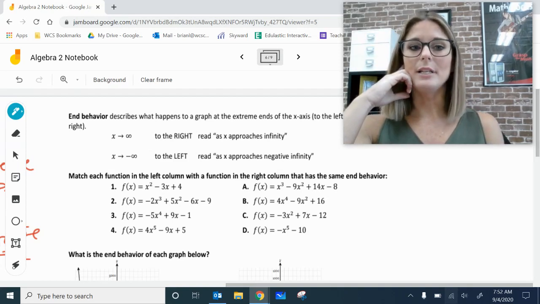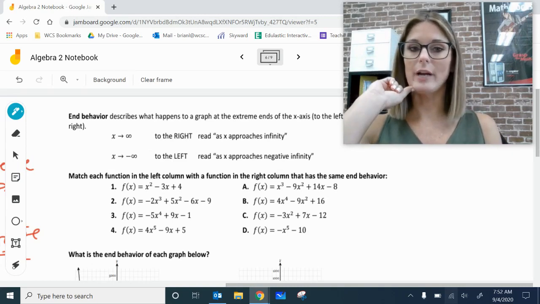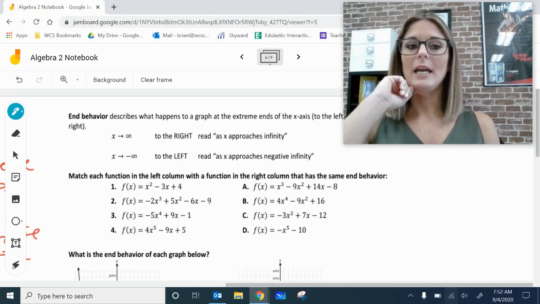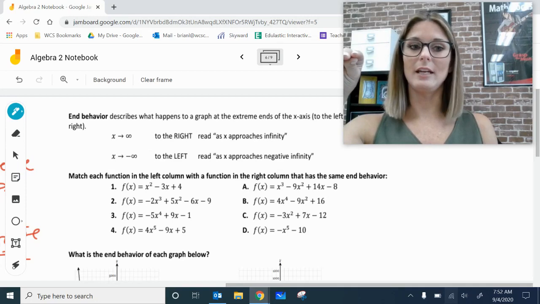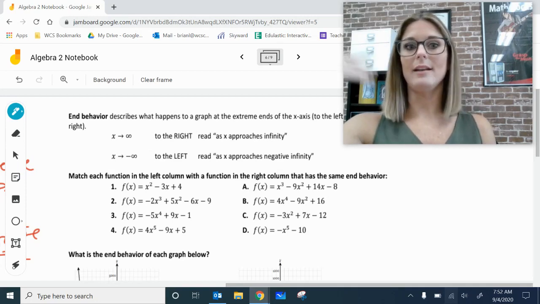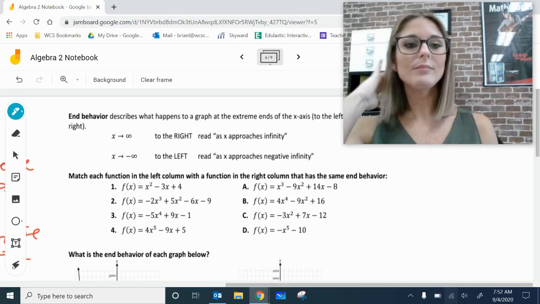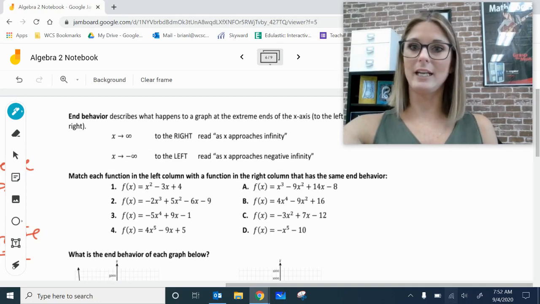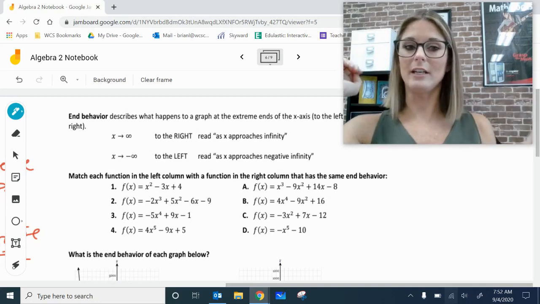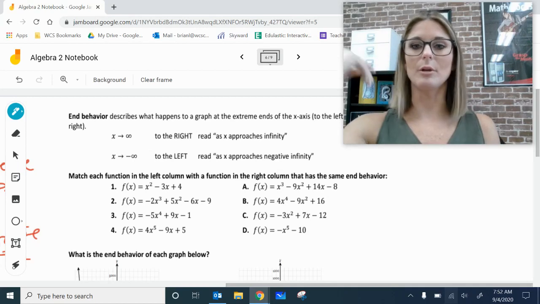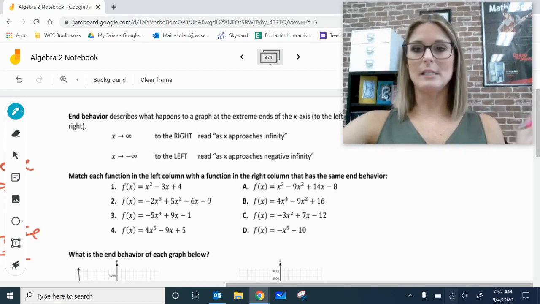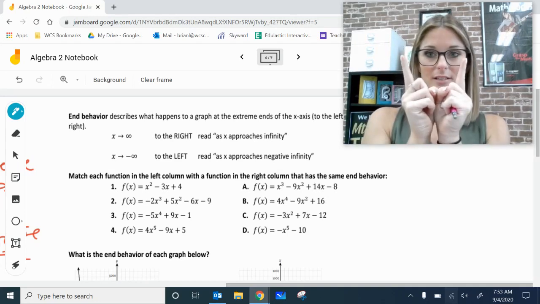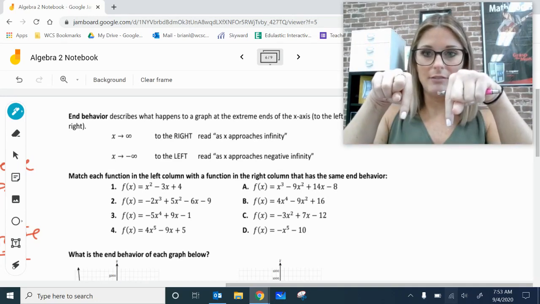So it describes what happens to a graph at the extreme ends of the x-axis, to the left and to the right. If I'm looking at the right side, x approaches infinity, that's to the right, and it's red as x approaches infinity. X approaches negative infinity is to the left, where all your negative values would be, and it's red as x approaches negative infinity.